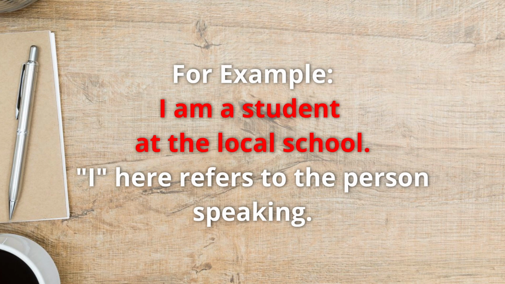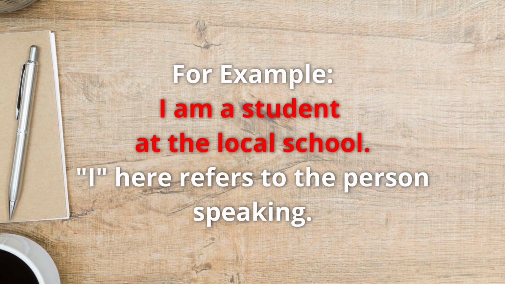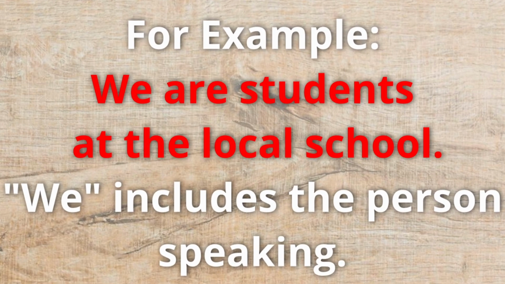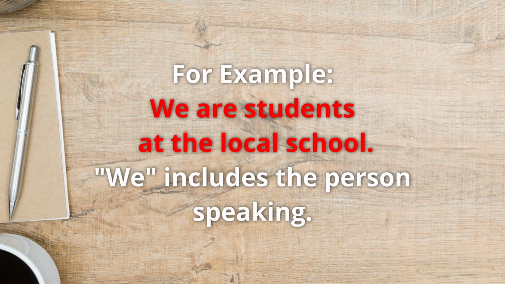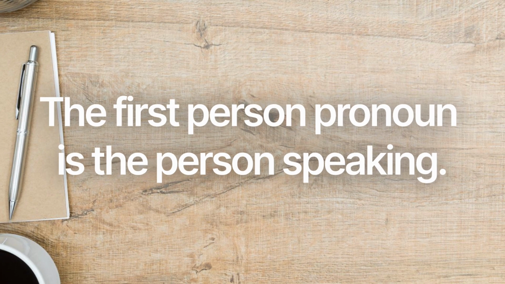For example, I am a student at the local school. I here refers to the person speaking. We are students at the local school. We here includes the person speaking. So the first person pronoun is the person speaking.